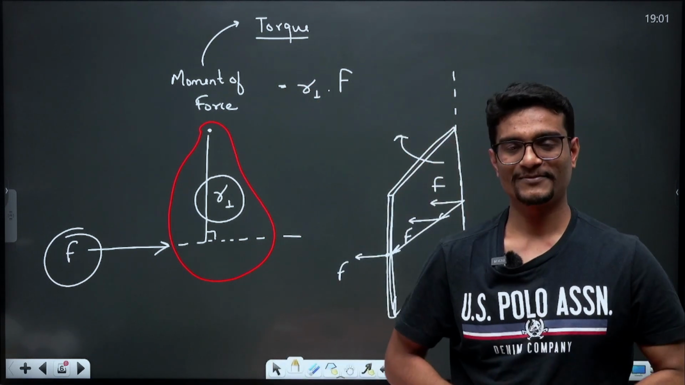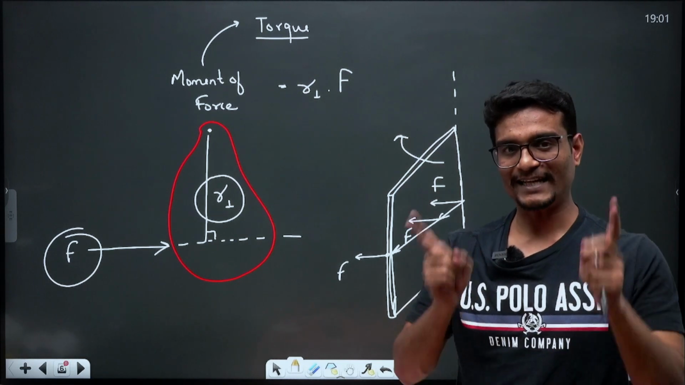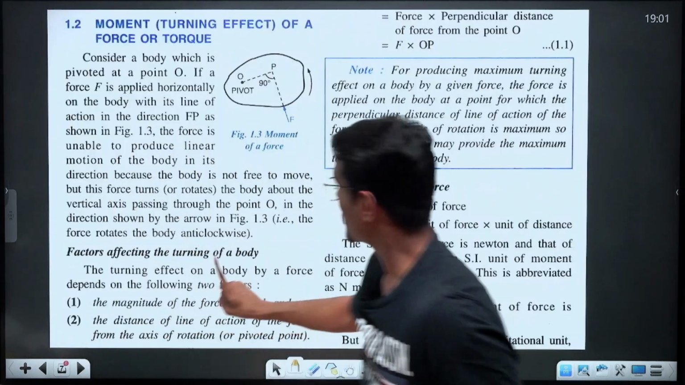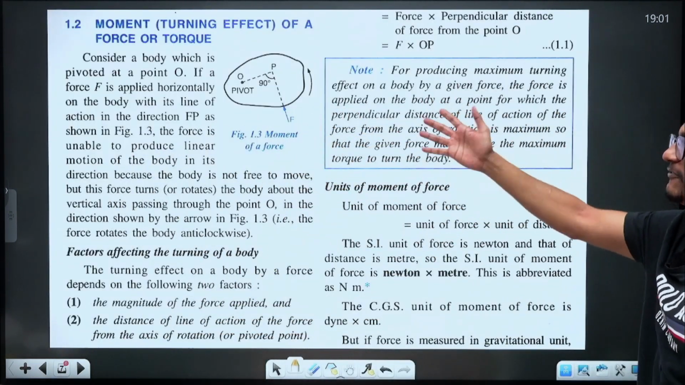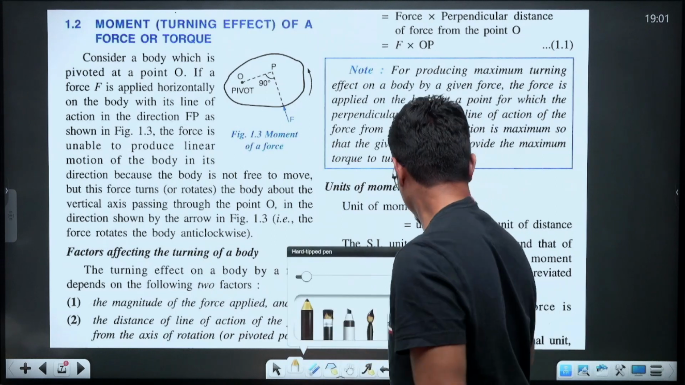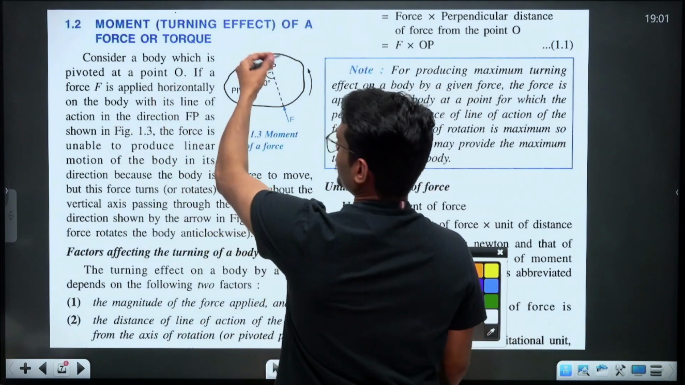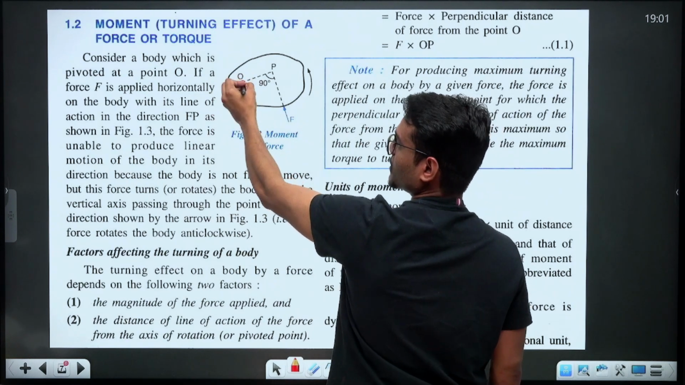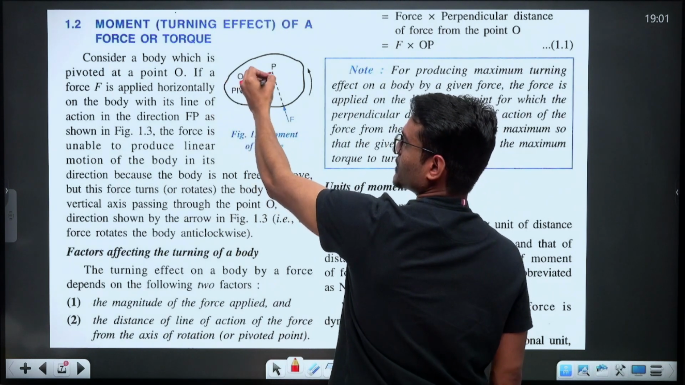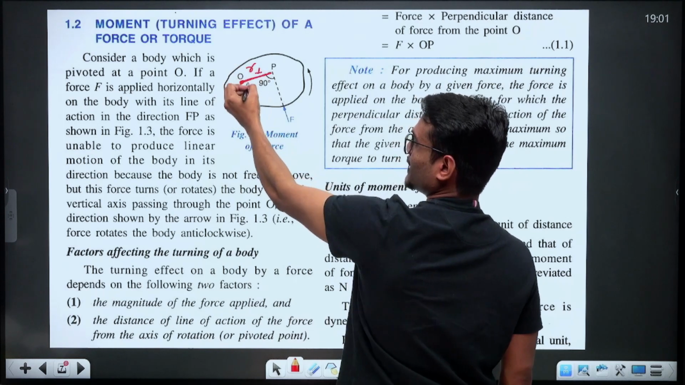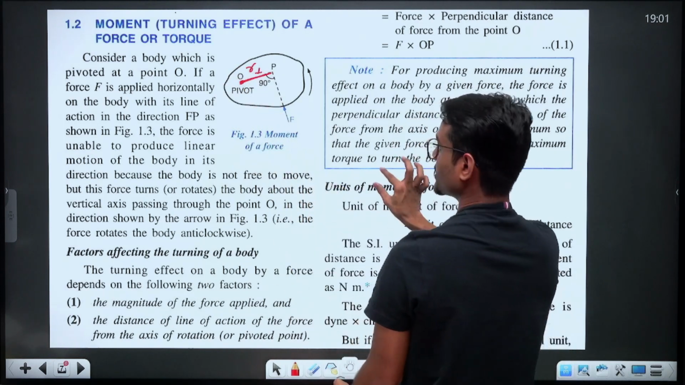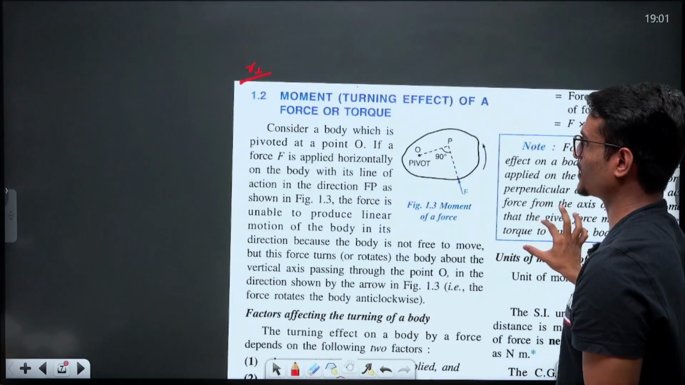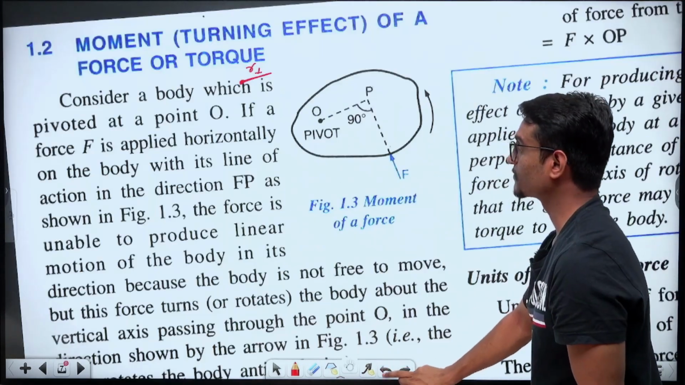Are you with me? Let us see what is there in your text. So moment or the turning effect of force is, you can see there is a body. You can see this is the pivot. When the body is fixed here, this is the perpendicular distance and this is the force F. Can you see? Yes, I think you can see. There is no problem in this. Okay.